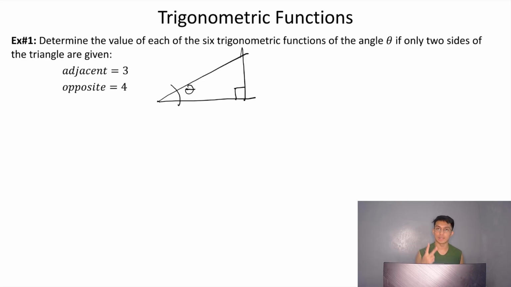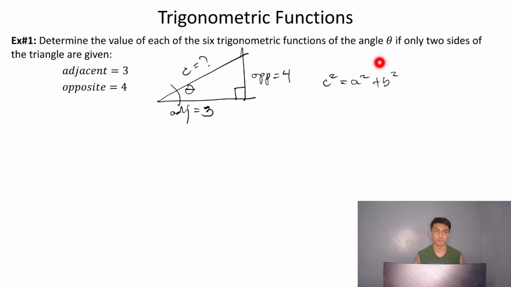Now, we have given 2 sides only. The adjacent, ito po yun, we have 3. Adjacent of angle theta. And the opposite of the angle theta, we have the value 4. If there's one value of side missing, we use the Pythagorean theorem: C squared is equal to A squared plus B squared. So, ang kulang sa atin is yung hypotenuse or yung C natin. Hindi po natin alam. So, we solve by using the Pythagorean theorem.